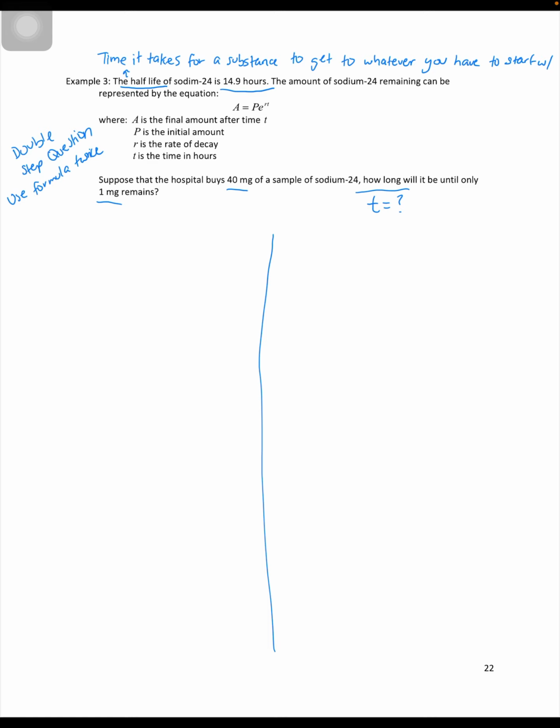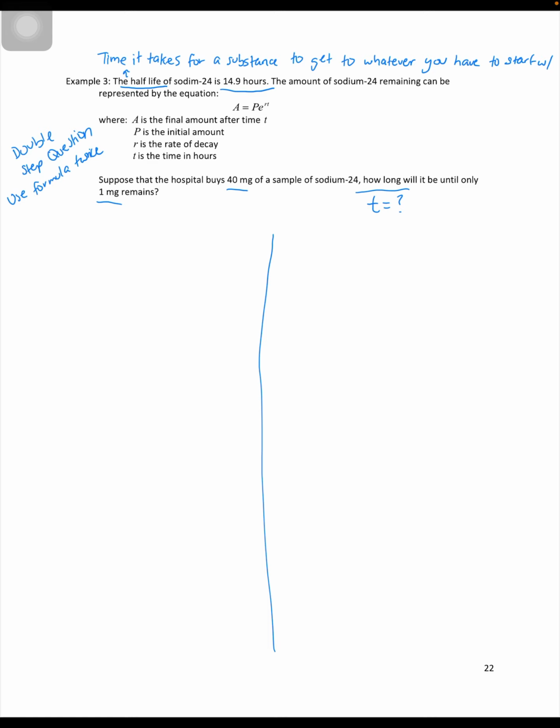So here, for this question, it says the half-life of sodium 24 is 14.9 hours. The amount of sodium 24 remaining can be represented by the equation A equals PERT. So sodium 24, a lot of students see the 24 and they're like, oh my god, this is a value that I'm going to use. It's not. Sodium 24 is just the name of it. It's the same thing as if you saw COVID-19, right? So it's not a value you're going to use, it's just part of the name.